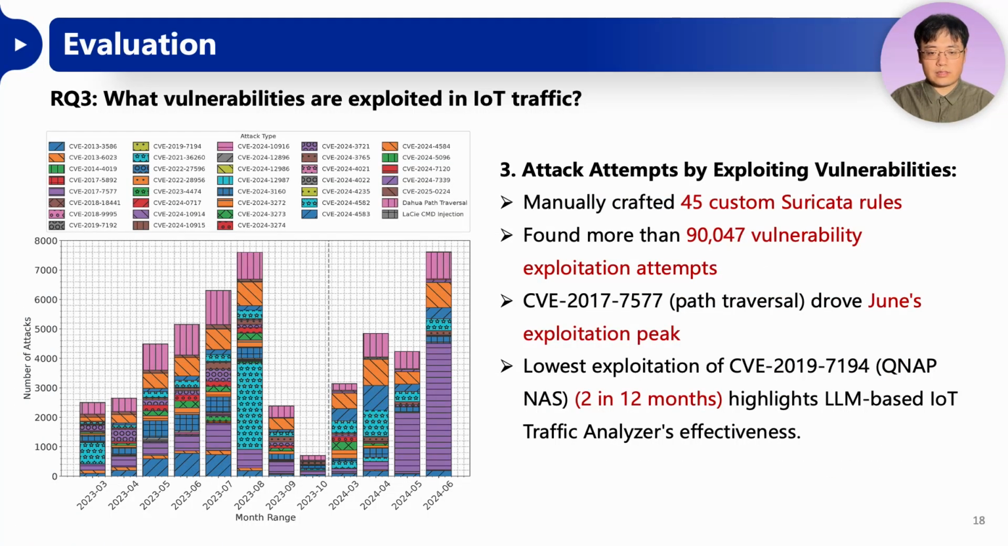To quantify the activity, we created custom Suricata rules for the vulnerabilities we found. Over a 12 month period, we detected more than 90,000 exploitation attempts targeting these specific vulnerabilities. And the chart shows a clear peak in activity. The highest exploitation peak contributes to a path traversal vulnerability, and the lowest exploitation only happens twice in 12 months, which highlights the effectiveness of the LLM-based IoT traffic analyzer.